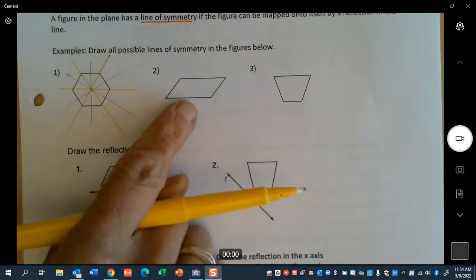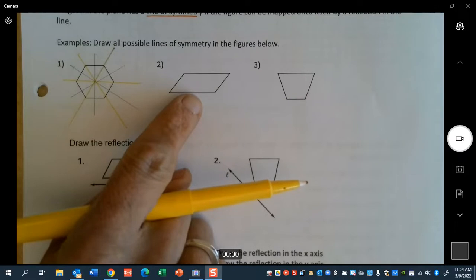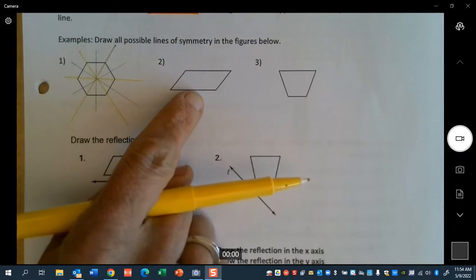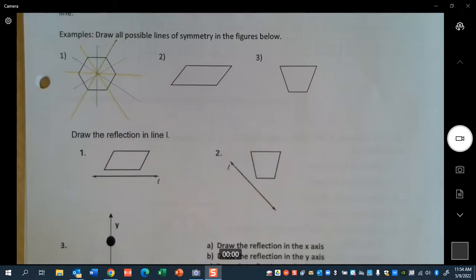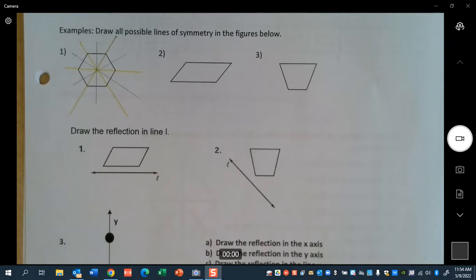Hey, what's this shape? Say it out loud. 1, 2, 3. It's a quadrilateral. It's a parallelogram. You're like, how do we know? It looks like one. Did anybody find any lines of symmetry on the parallelogram? Yes. There's no way you could fold a parallelogram and have it be mapping onto itself.